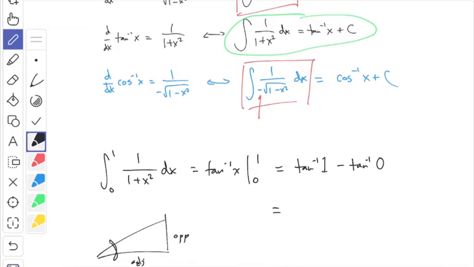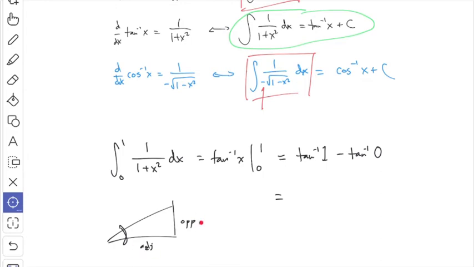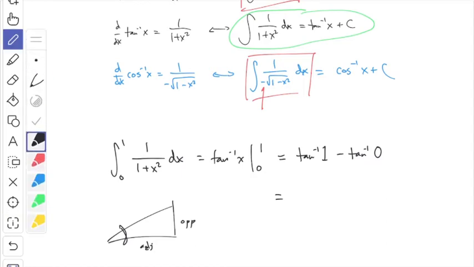On this picture, if you want the opposite over the adjacent to equal 1, that is to say that the opposite and the adjacent are the same, right? So that when you divide them, you get 1. So what angle does this need to be, if these two sides are going to be the same? Yeah, this is a 45-degree angle if you want those two sides to be equal to each other. So that would be pi over 4 is the arctangent of 1.